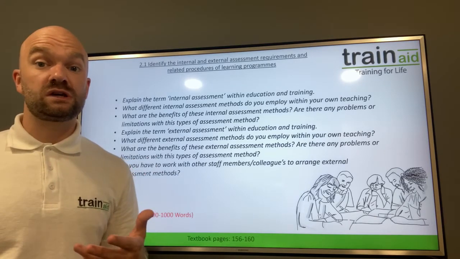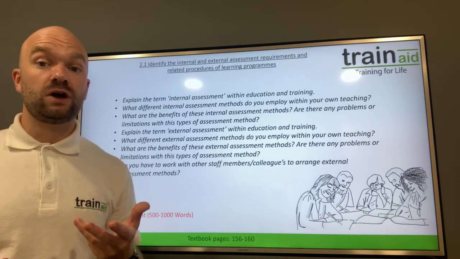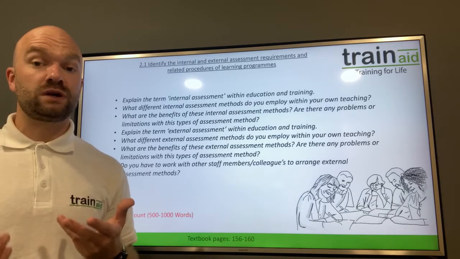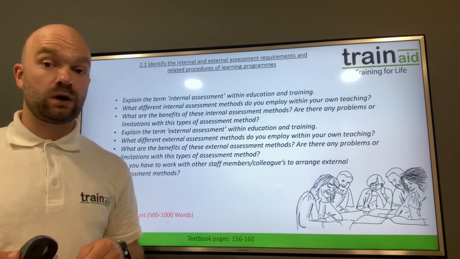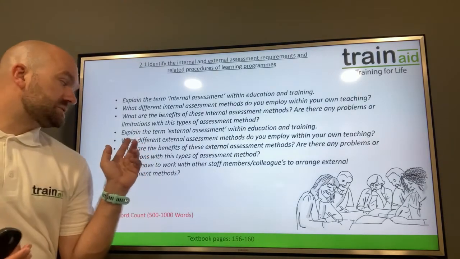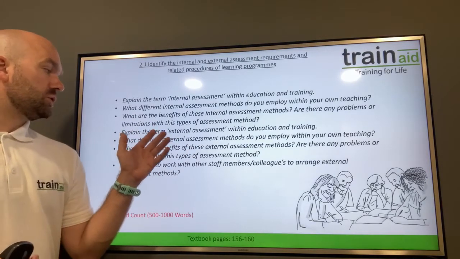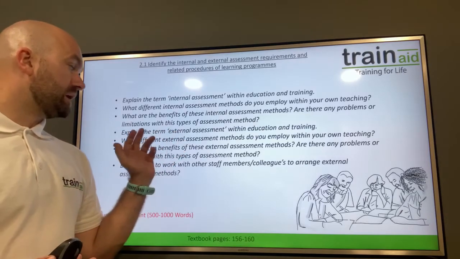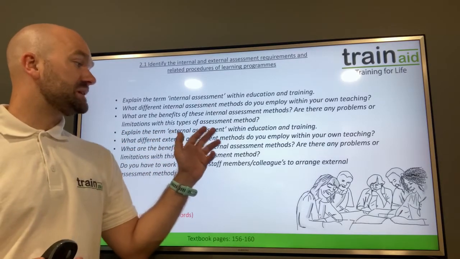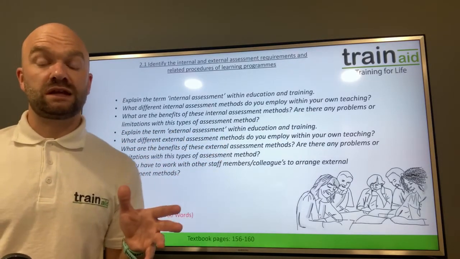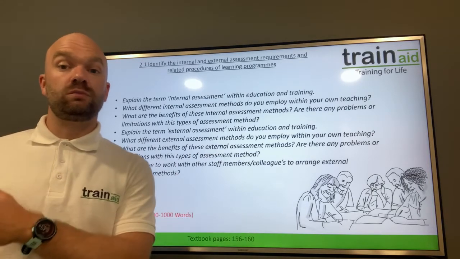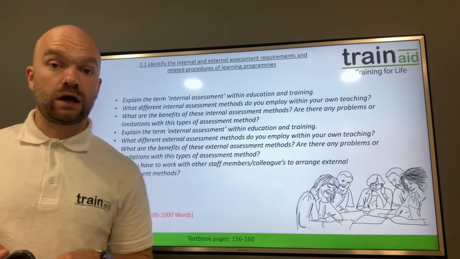Okay, what has worked? Again, it could be formative assessment methods, things that you do perhaps day to day as well. We're also looking at the term external assessment. So first of all, we're going to be explaining what external assessment methods means within education and training. So external means very much outside assessments.